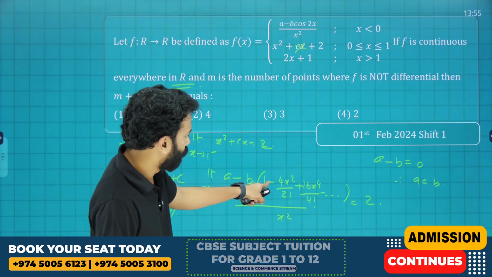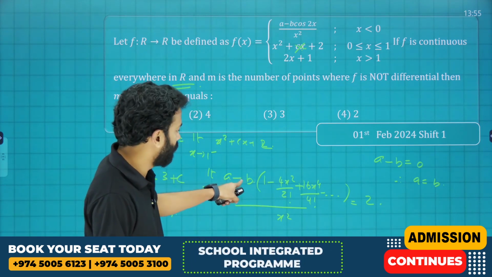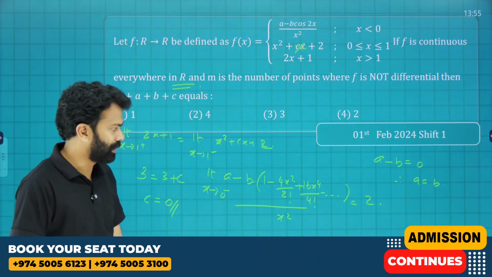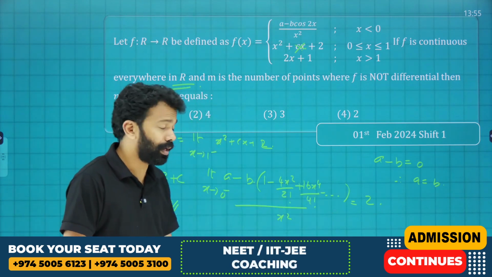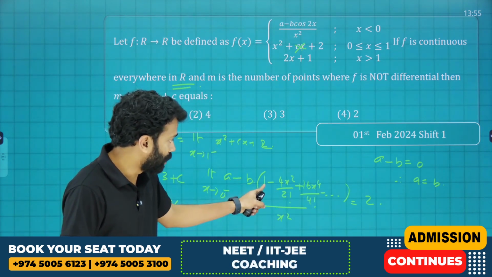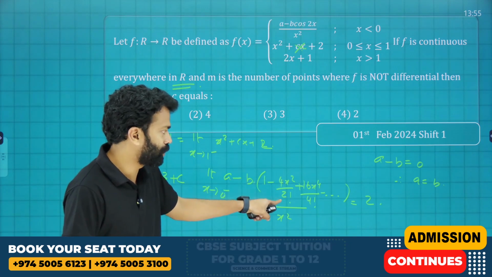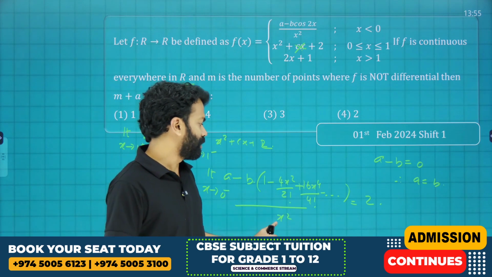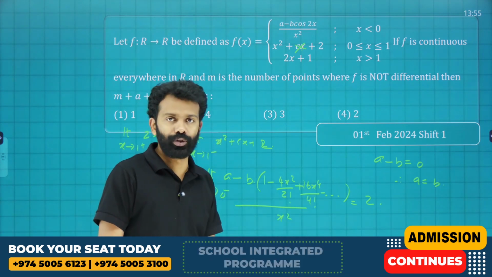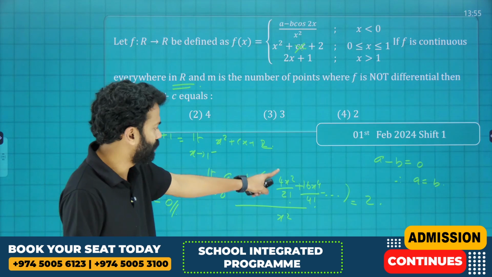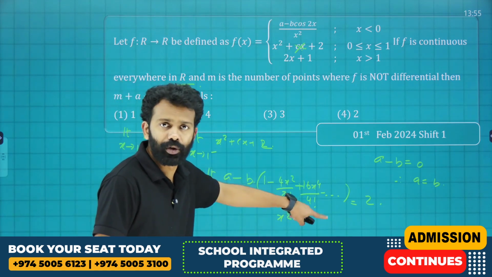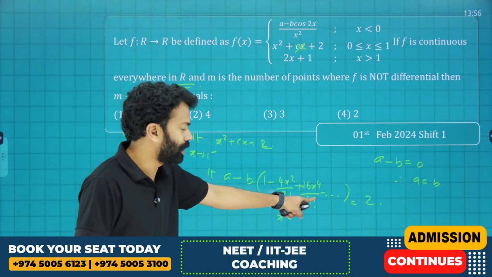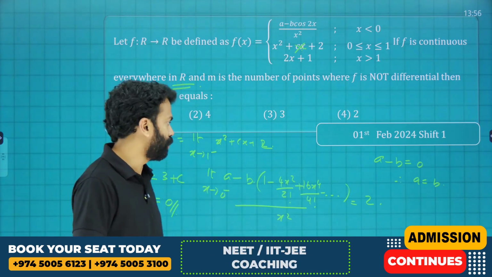After applying the minus, it will be 4x² by 2 factorial − 16x⁴ by 4 factorial, etc. Sorry, it is plus 4b: 4bx² by 2 factorial − 16b x⁴ by 4 factorial, etc., divided by x², is equal to 2. So what you have to do is divide each term with x² and apply x tends to 0. Apart from this term, all the other terms should vanish, since x is approaching 0 here.